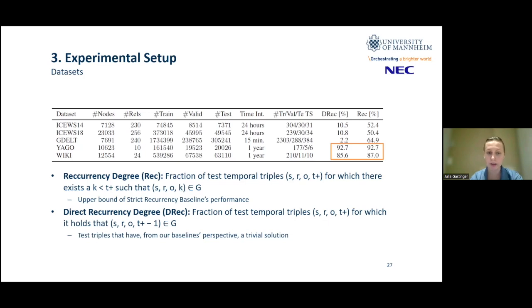And the direct recurrency degree is the fraction of the test temporal triples which have been in the graph in the previous time step. From our baseline's perspective, these are the test triples that have a somewhat trivial solution. And what you can see here is that for Yago and for Wiki, we have very high values for both the direct recurrency degree and the recurrency degree. So when just looking at this table, we expect the baselines to perform very well on these data sets.